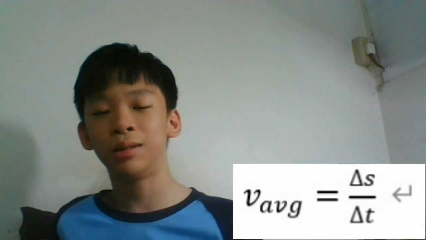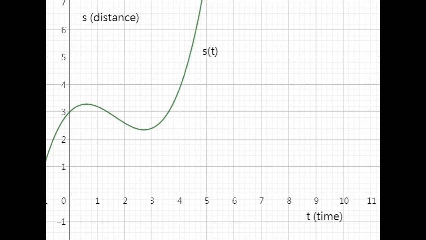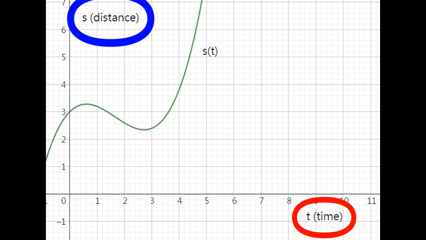First off, you've learned in elementary school that distance equals velocity times time. Later on in junior high, you will learn that average velocity is the change in distance divided by the change in time. But what about instantaneous velocity? Well, consider a function s of t, where s is the position axis and t is the time axis.